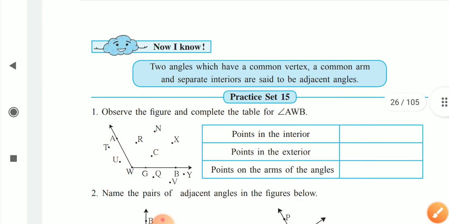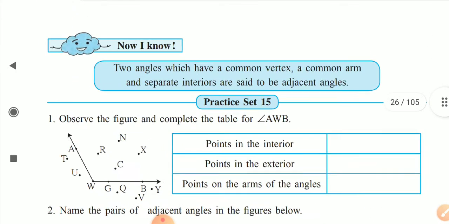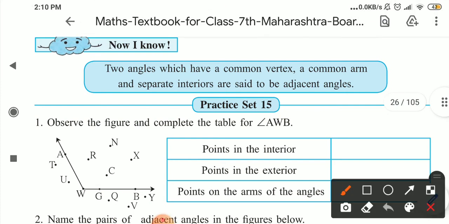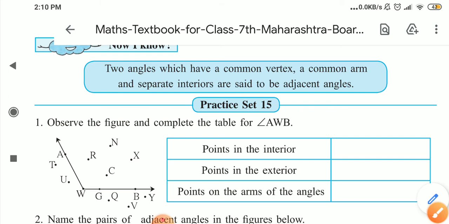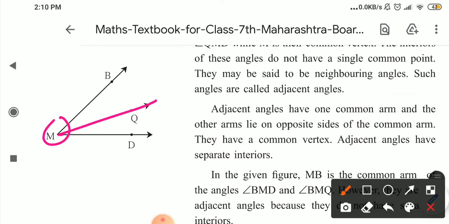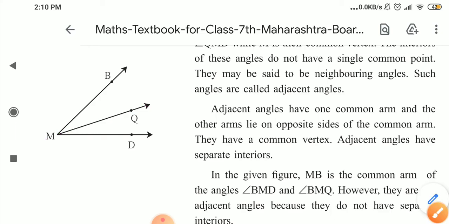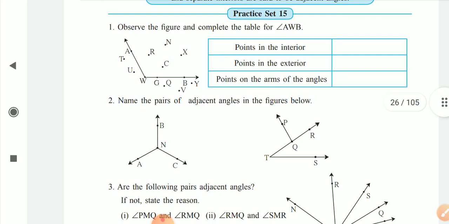Okay, so here is the practice set. You have to solve this practice set. Two angles which have a common vertex, a common arm and separate interiors, this is called an adjacent angle. This is the definition. If you see here, one common vertex and one common arm, but nothing is common in their interiors. Okay, so you have to complete this practice set.